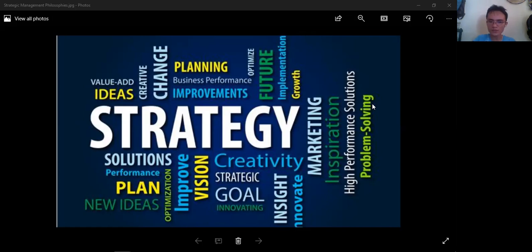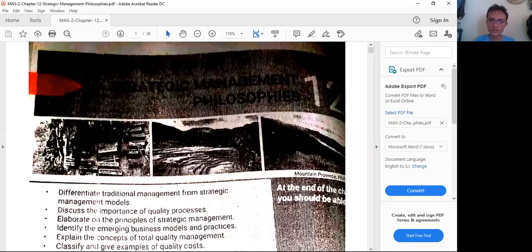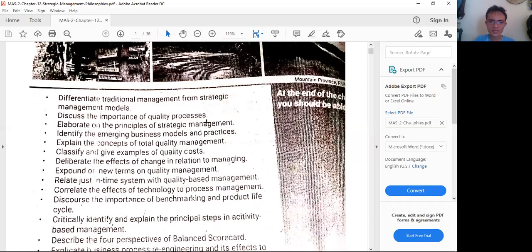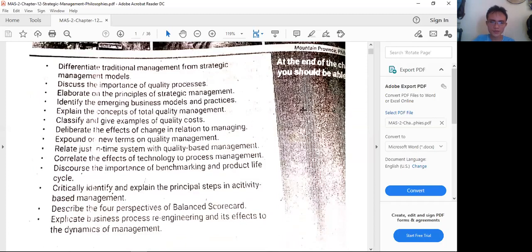Now, in this chapter, we are going to look into the philosophies that we will have, or these are our perspectives and the concepts or the guidance that we will have in strategic management. Now, our source is the Book of Agamata. So we will be dividing this into two parts because this is going to be a lengthy discussion anyway. So we have here the objectives of strategic management philosophies. So we are going to discuss them in detail as we go along the way.